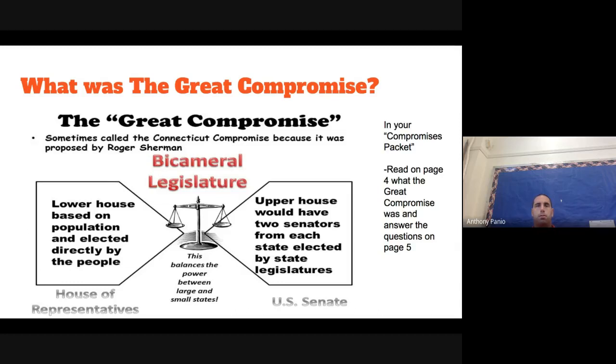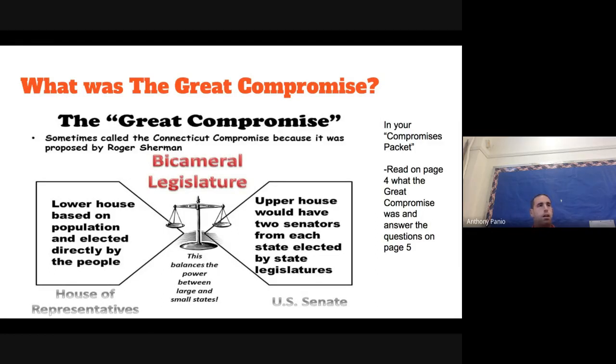Well, the North is going to say, well, the slaves, those are human beings. We're going to count them in the population. Okay? And the South would say, well, hold on, wait a second. They are actually property. They don't actually count in population.